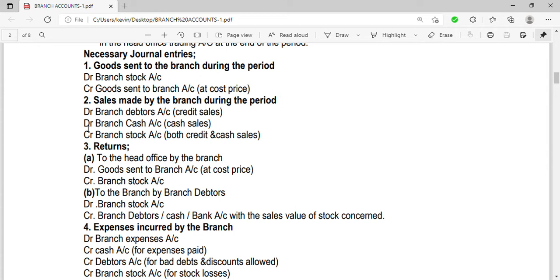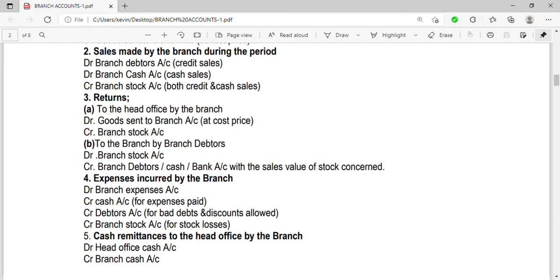Then we credit the branch stock account with both the credit and cash sales. So when sales are made by the branch during the period, we debit the branch debtors account with credit sales, we debit the branch cash account with cash sales, and then we credit the branch stock account with both credit and cash sales.